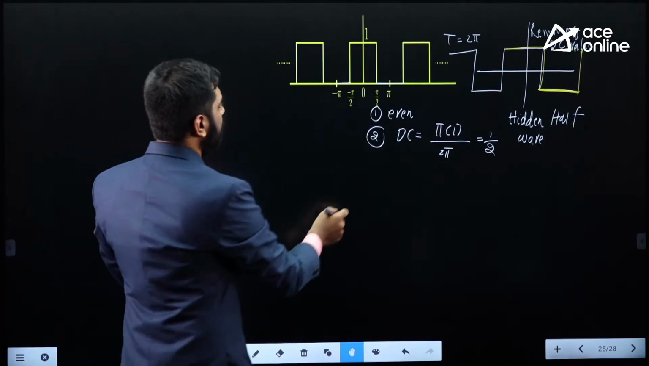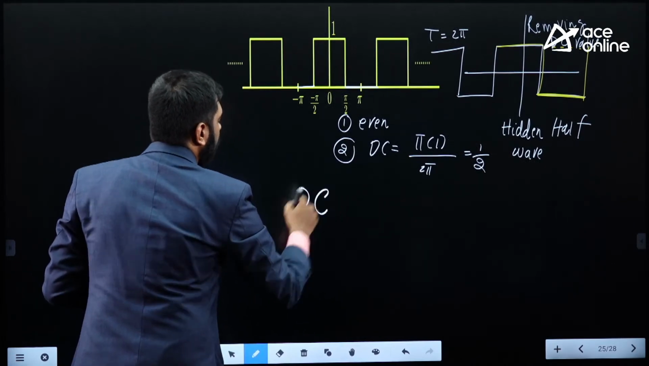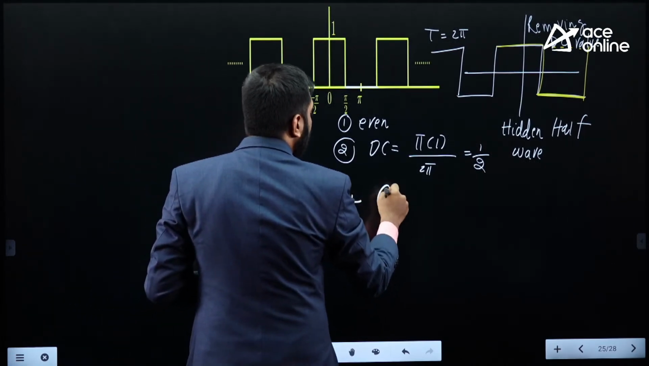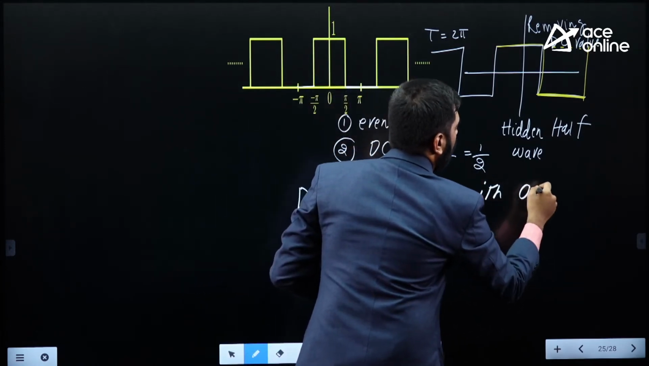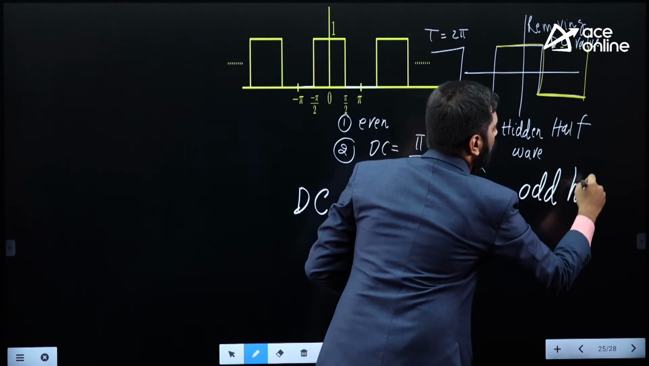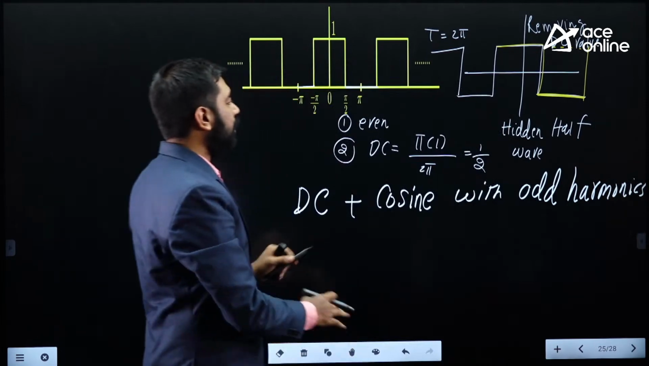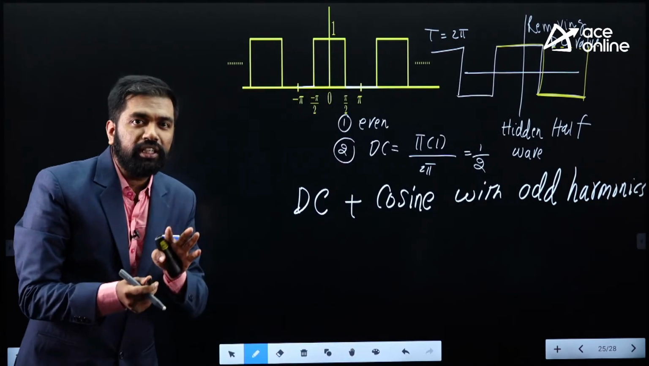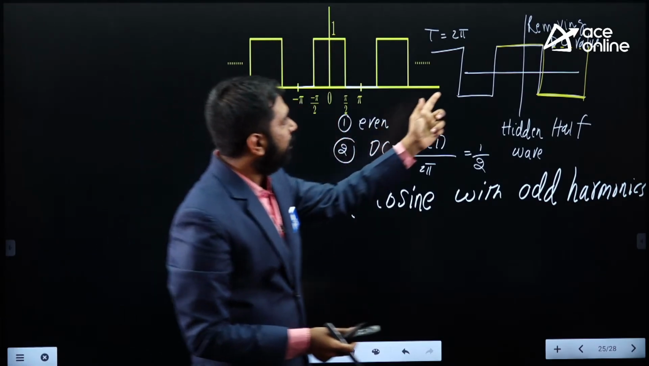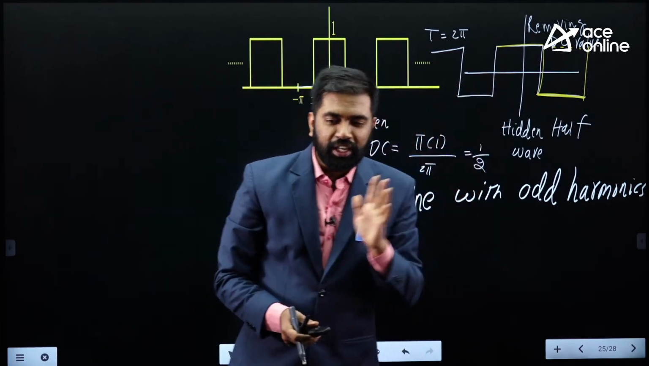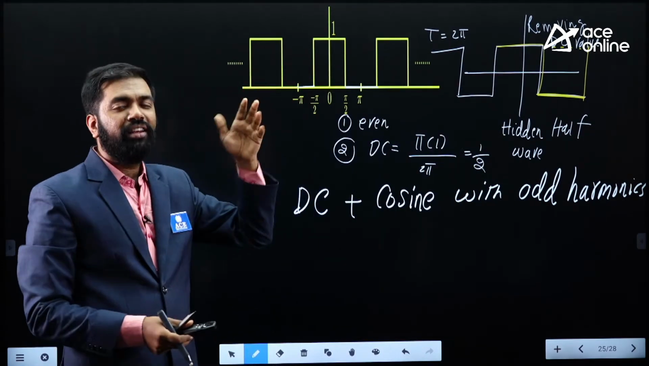The terms that are present: there is a DC, so we have got DC and cosine with odd harmonics. Cosine with odd harmonics. So this is the final conclusion. Whenever there is a DC value, it's better we subtract the DC value and then analyze this. Usually in the competitive exams, they give it with some DC value, so it's better we remove it and then analyze it.